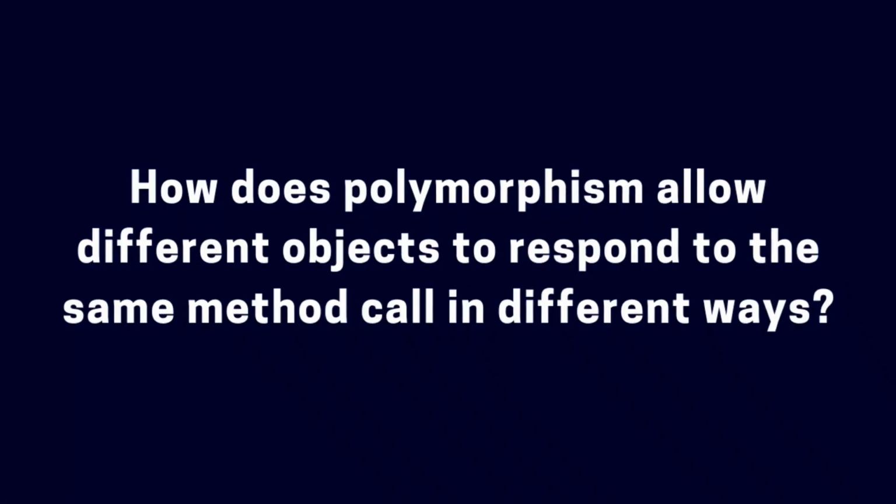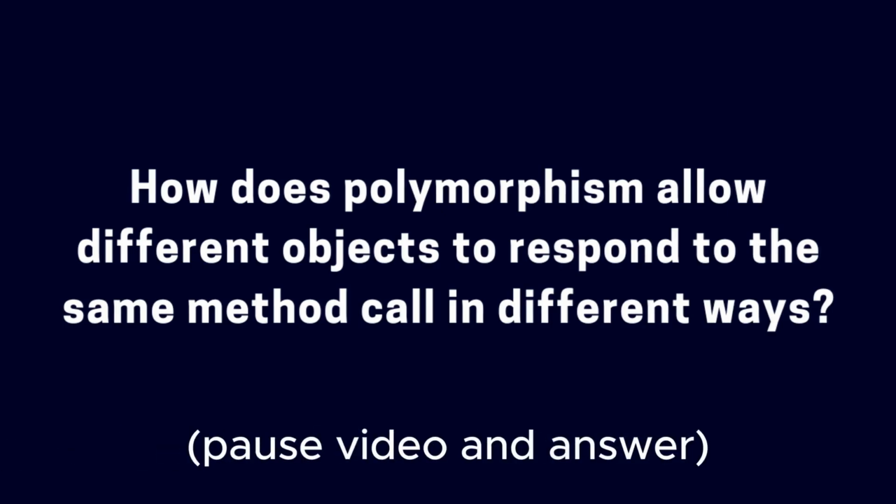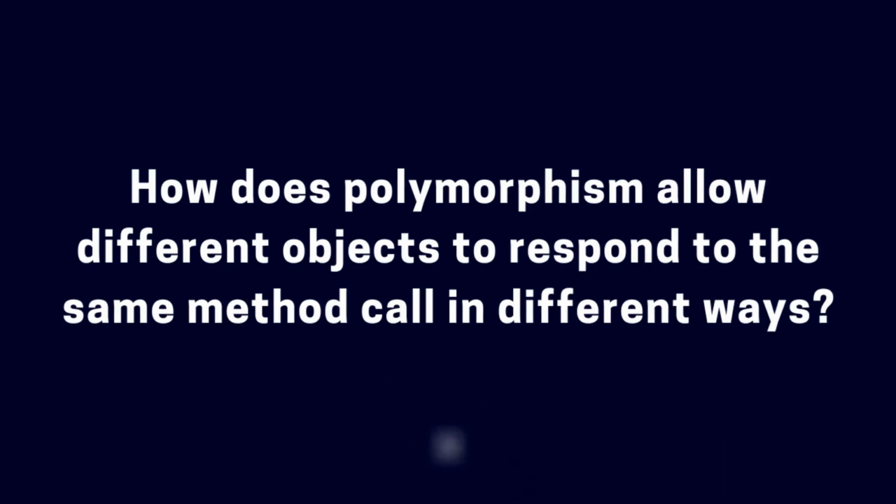How does polymorphism allow different objects to respond to the same method call in different ways? Polymorphism allows different objects to respond to the same method call in different ways by using method overloading. Each object, even if they are of different classes, can have its own version of a method. So when a method is called, the correct version for that specific object is executed.